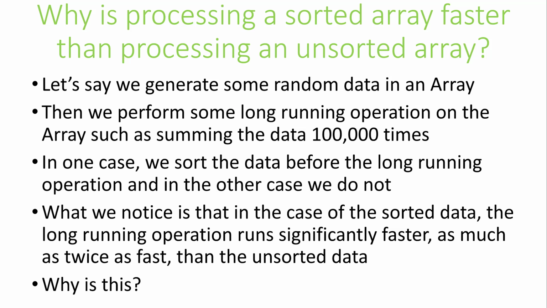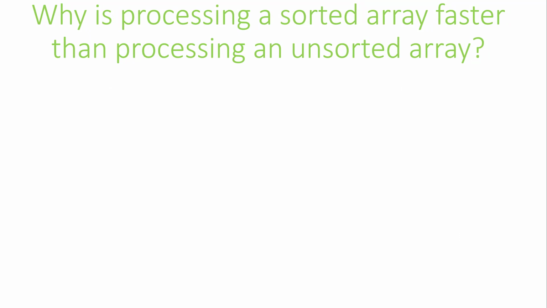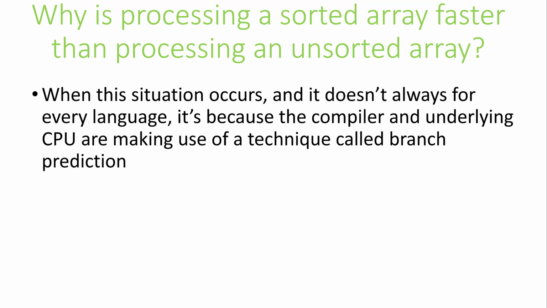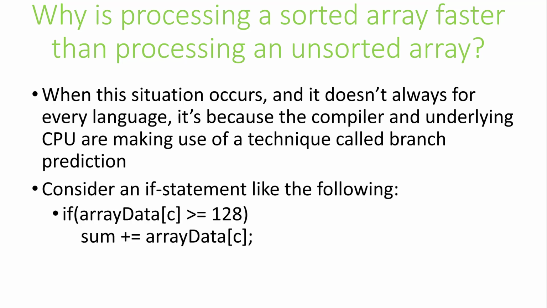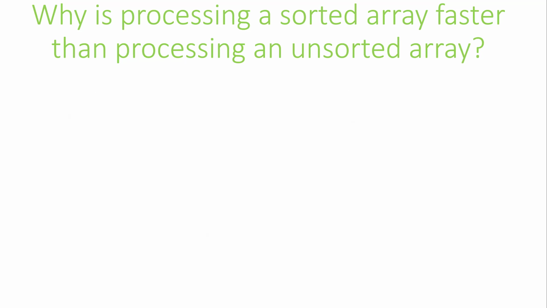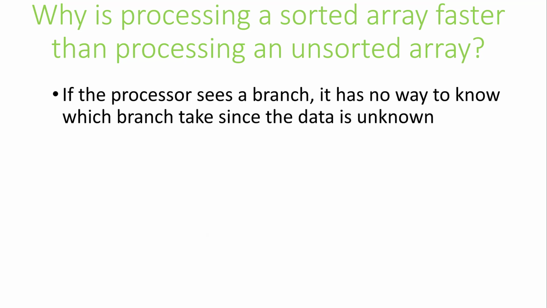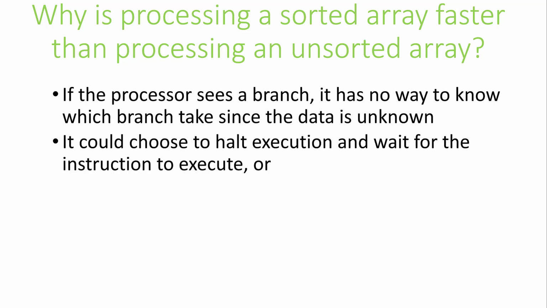When the situation occurs, and it may not occur for every language, it's because the compiler and the underlying CPU are making use of a technique called branch prediction. Branch prediction speeds up the processing of branch instructions in the CPU by reducing the costs or the time associated with branching. Consider the if statement we see here. If the processor sees a decision point like this or a branch, it has no way to know which path to take. The CPU could halt execution and wait for the instruction to execute, or it can continue on with processing, anticipating that it made the right decision.